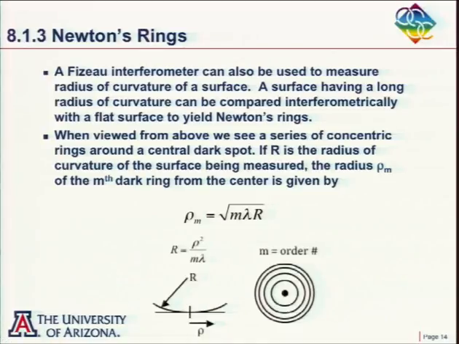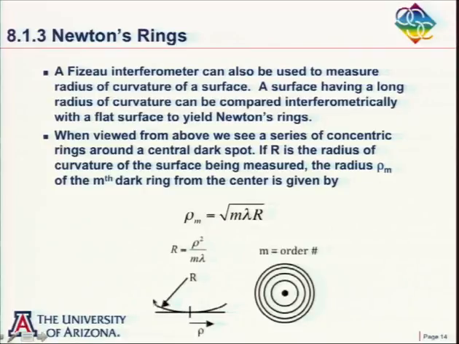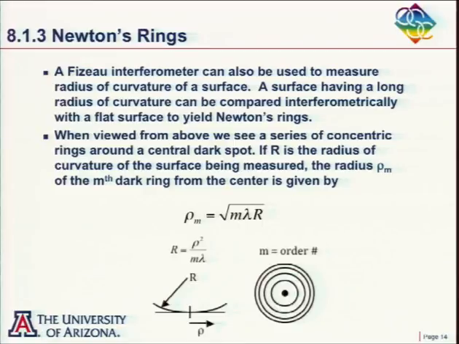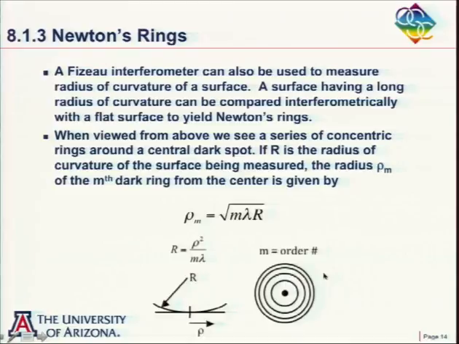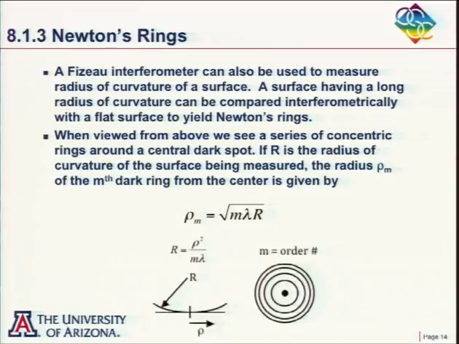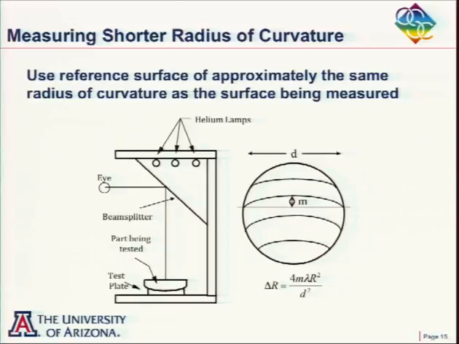Now, this works well here if the radius of curvature is long. What if I want to measure a shorter radius of curvature? Now the fringes are going to get so close together I probably can't deal with them. So what would you do if you're measuring something with a shorter radius of curvature using Newton's rings? Yeah, you use another sphere.